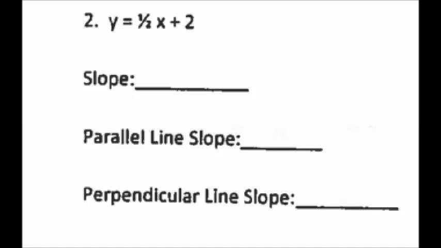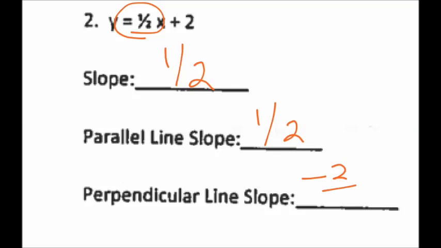y equals 1/2 x plus 2. y is by itself. Your slope is the number with x, so it is 1/2. Once again, we do not put the x with it. Parallel lines have the same slope, so a parallel line would have the slope of 1/2. For perpendicular, you have to make 2 changes. Change the sign, so it becomes negative, and 1/2 becomes 2/1. You could also write this as -2. You do not have to make it a fraction.